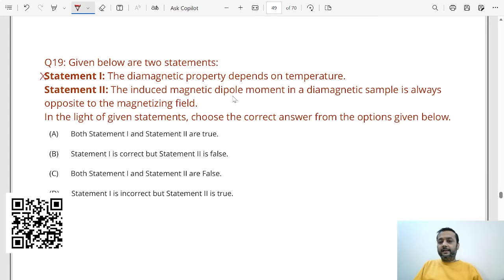The induced magnetic dipole moment in a diamagnetic sample is always opposite to the magnetic field. This is correct. For diamagnetic material, the induced dipole moment is opposite to the magnetizing field. However, for paramagnetic and for ferromagnetic, it is along the magnetizing field. But for diamagnetic, it is opposite. So statement 1 is wrong, but statement 2 is correct. That means option D is the correct answer for this question.